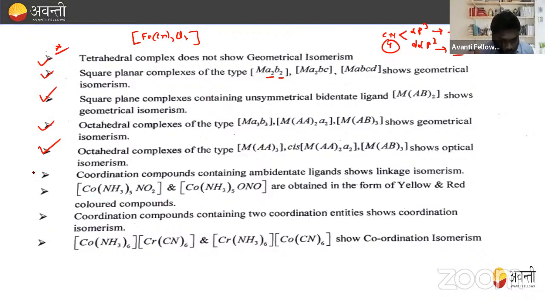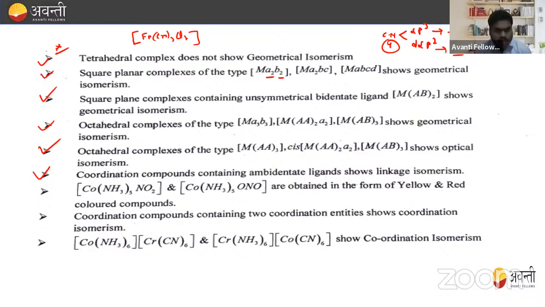Okay. Now, let's move to the next point, and this is very easy. Try to understand and learn this as well. Coordination compounds containing ambidentate ligands show linkage isomerism. Sometimes questions are asked where complexes are given and you must identify the type of isomerism. So just observe if the ligands are ambidentate, like CN or NC, NO2 or SCN, then definitely it will show linkage isomerism. Just remember this: ambidentate ligand means linkage isomerism, right?